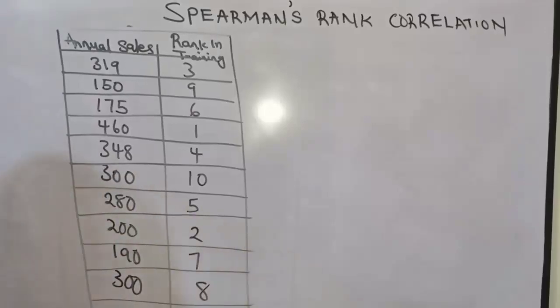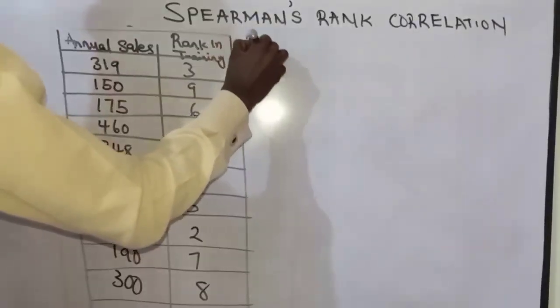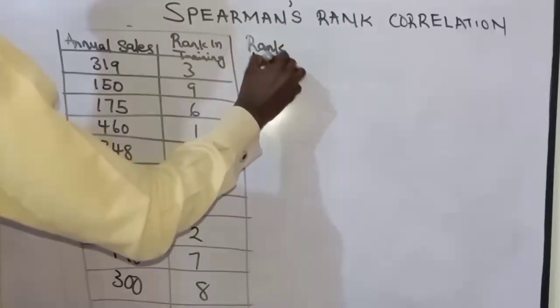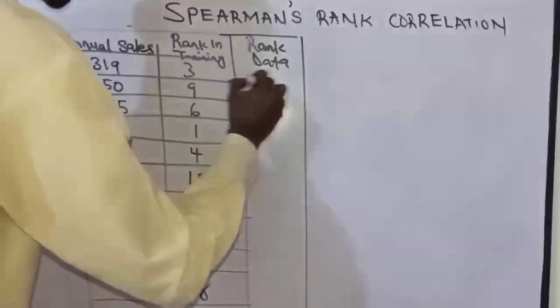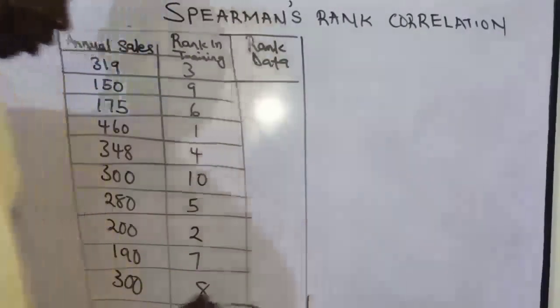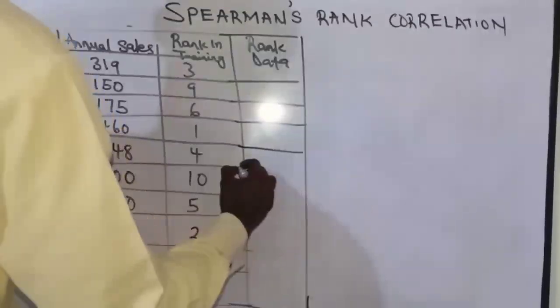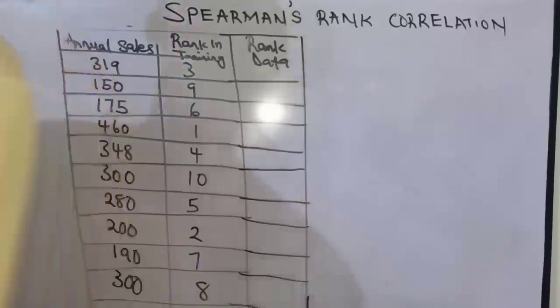Now the next thing to do is that we need to rank the data. That's what we are trying to do in Spearman ranking correlation. We need to rank the what? The data. And that's what I'll be doing now. I'm going to rank the data.